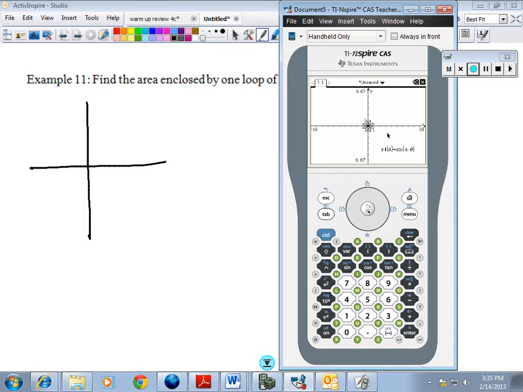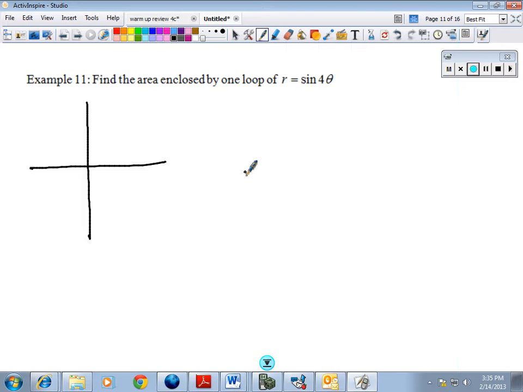I want to find one loop. So essentially it's going to make the first loop, and then it's going to start making more loops. I just want to find one. It's going to start at 0, come out, make a loop, and come back in. I need to know how long it takes to get back to 0, because this part is easy.